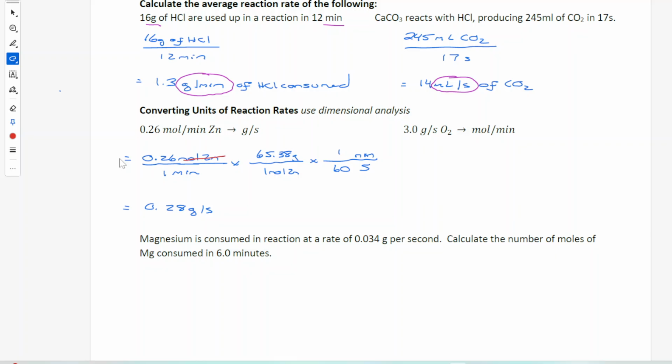And you know that you're in grams per second because, again, we're analyzing the dimensions. So we've gone from moles of zinc into grams of zinc. We've gone from minutes into seconds. So we're left with grams per second. All right, pause the video. Give the next one a go.